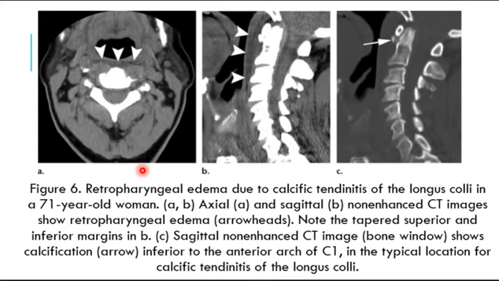This figure shows a retropharyngeal edema due to calcific tendinitis of the longus colli. We should not miss this condition and misdiagnose it as a retropharyngeal or parapharyngeal abscess. There is sometimes calcific tendinitis of the longus colli muscles, the prevertebral muscles, which leads to edema. And this is a retropharyngeal edema due to calcific tendinitis.